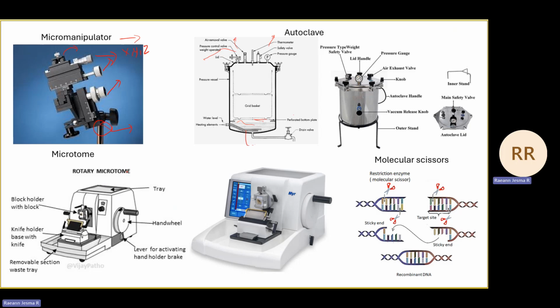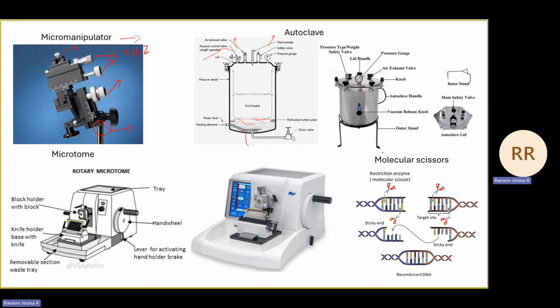We can also have some microtomes to section any frozen tissues. So here you see that block holder with a block where you can place your block of a sample, and at the base you have a knife holder. So with this assembly you can cut very thin sections of your sample.